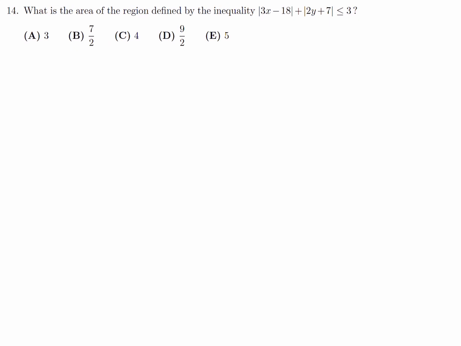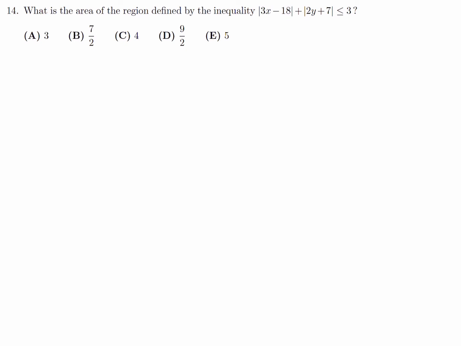What is the area of the region defined by the inequality absolute value of 3x minus 18 plus absolute value of 2y plus 7 is less than or equal to 3? All right, so this is a painful question that takes a long time. I'm very surprised that it's this early in the contest, but I'll try to make it as painless as possible.